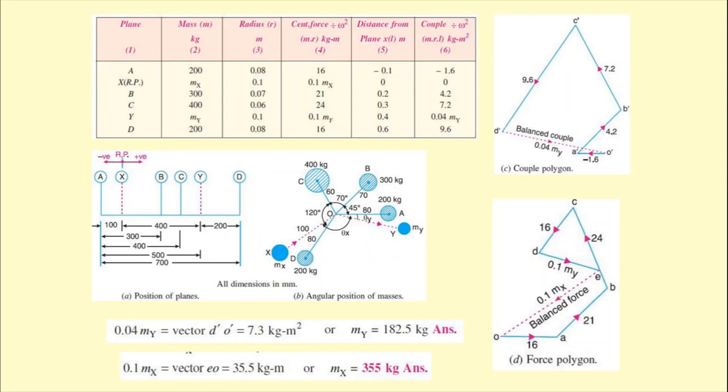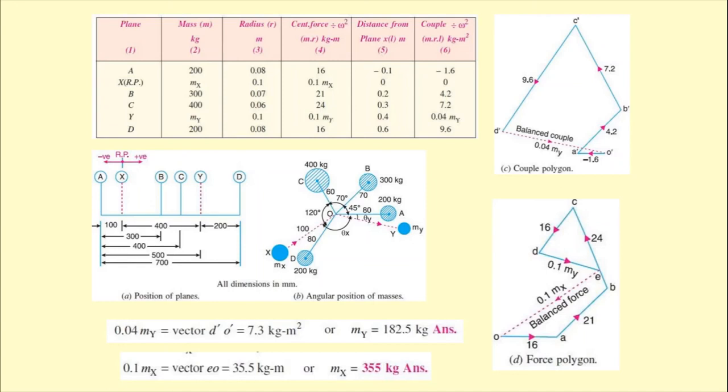So we are going to draw the couple polygon as per the data that we are getting from the sixth column. Over here, the important thing to note is that minus 1.6 is the first value. So starting from O, it will not go in the right hand direction, but in the left hand direction. So from O dash to A dash, it will be minus 1.6 kg meter square.